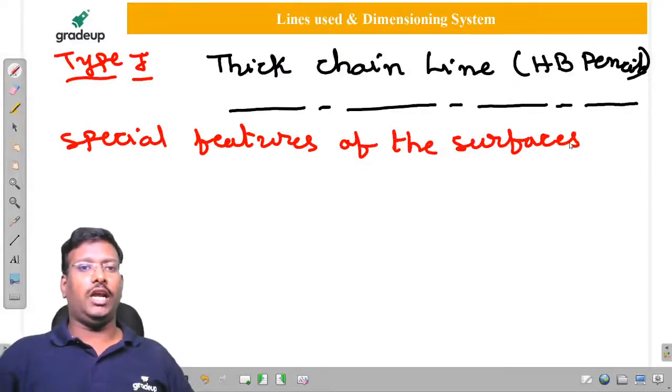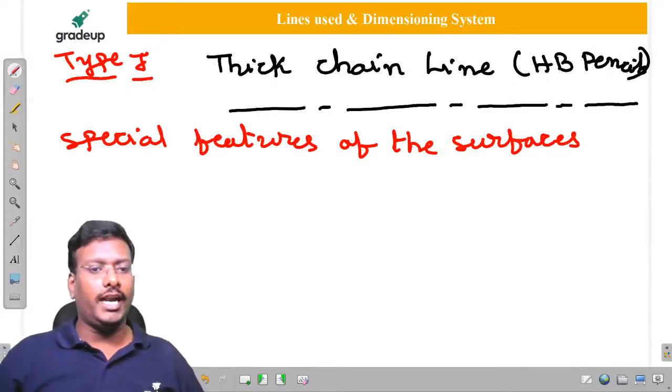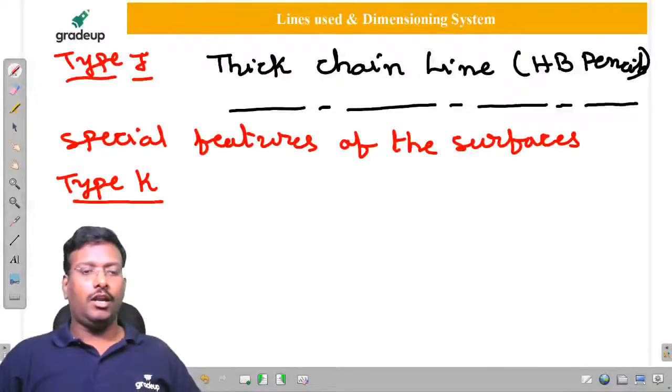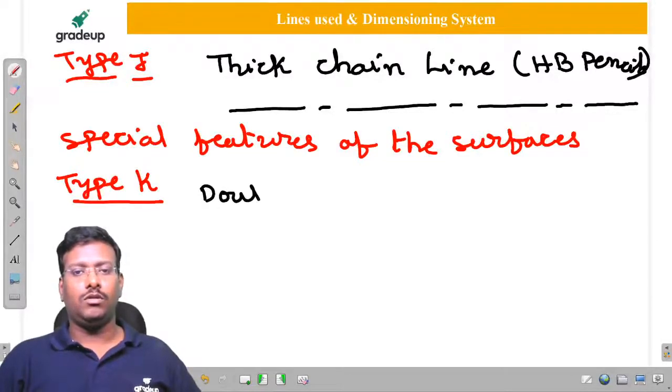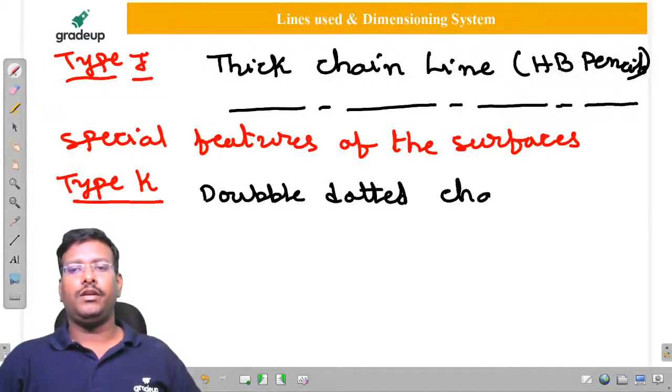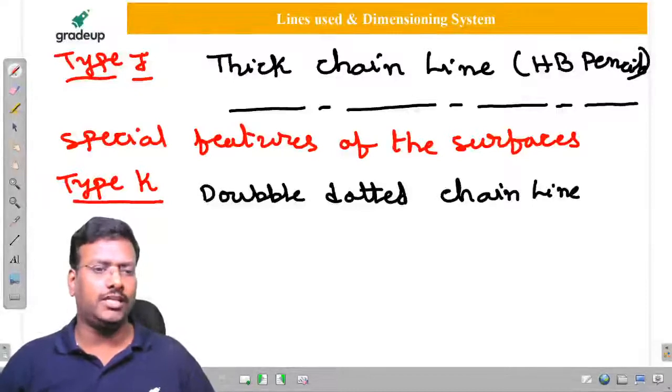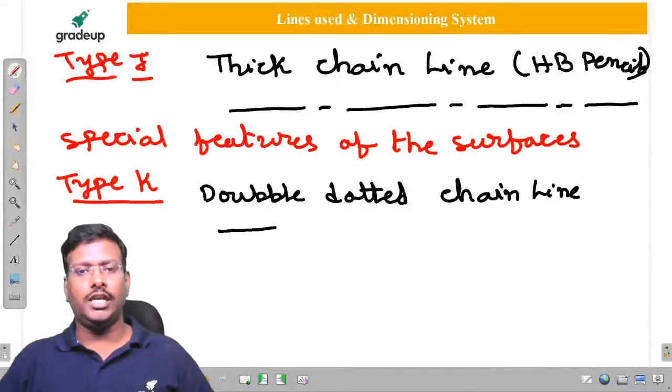So the last one is double dotted chain line. What is the last one? Type K. What is this, sir? Double dotted chain line. So they will show the diagram, and where we are going to use it, we have to match like that. That's all. So double dotted chain line, straight line.